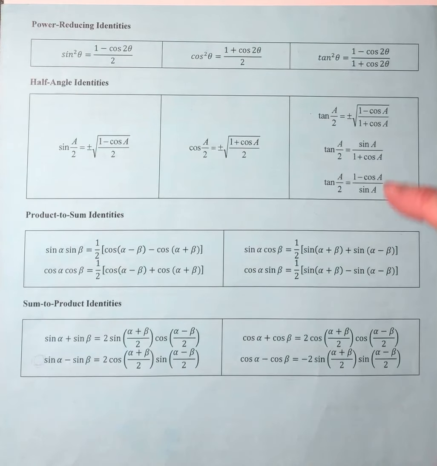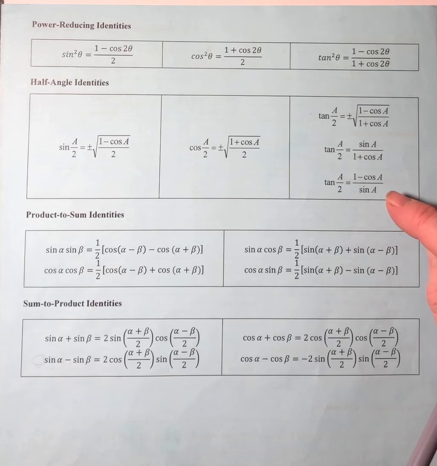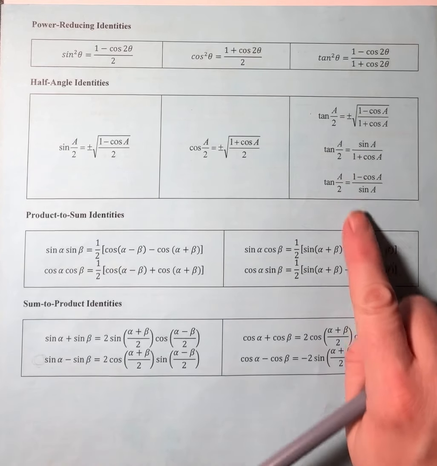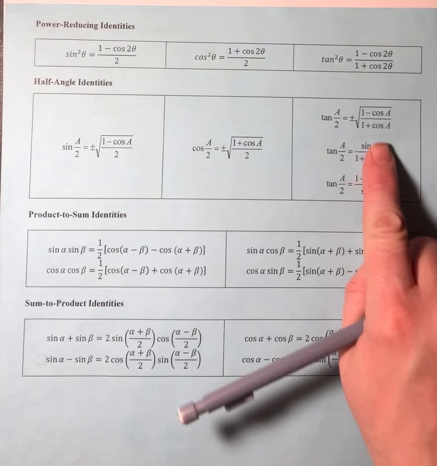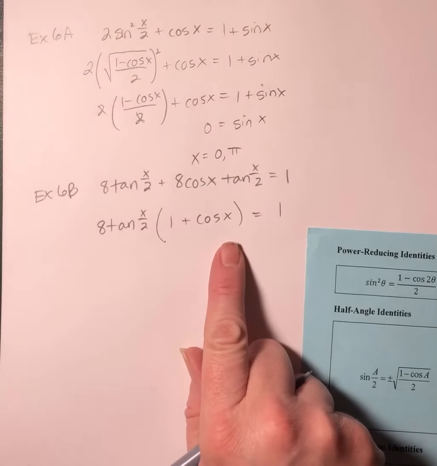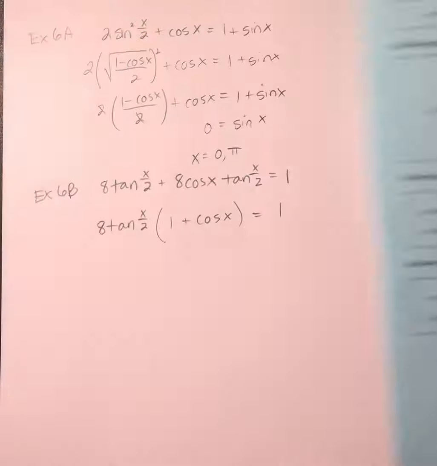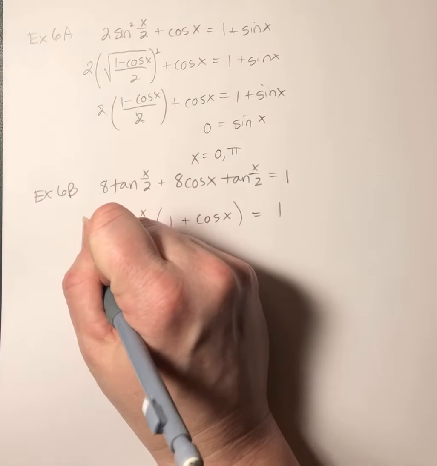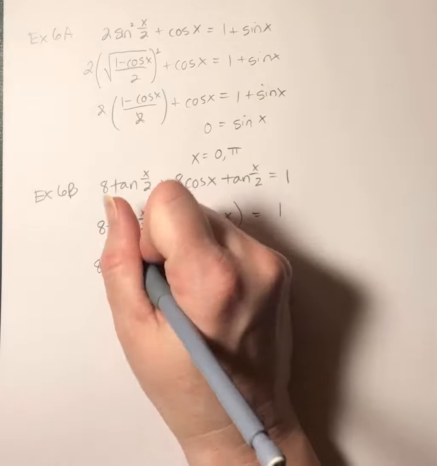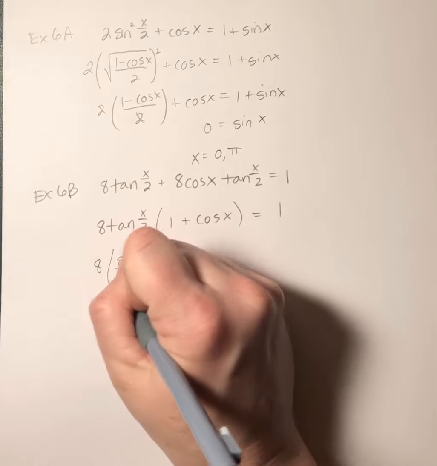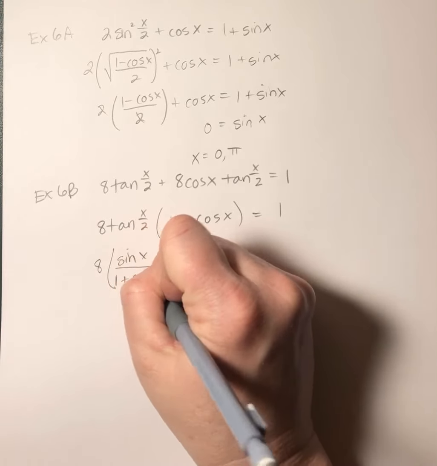I have 3 choices, okay? I'm going to choose to use this one because, now I would go towards this, but look at what happens. This is a 1 plus cosine of x. Look what's on the bottom, 1 plus cosine of x. So if I choose to use that, this still is 8's hanging out here. The tangent of x over 2 gets replaced by the sine of x over 1 plus the cosine of x.